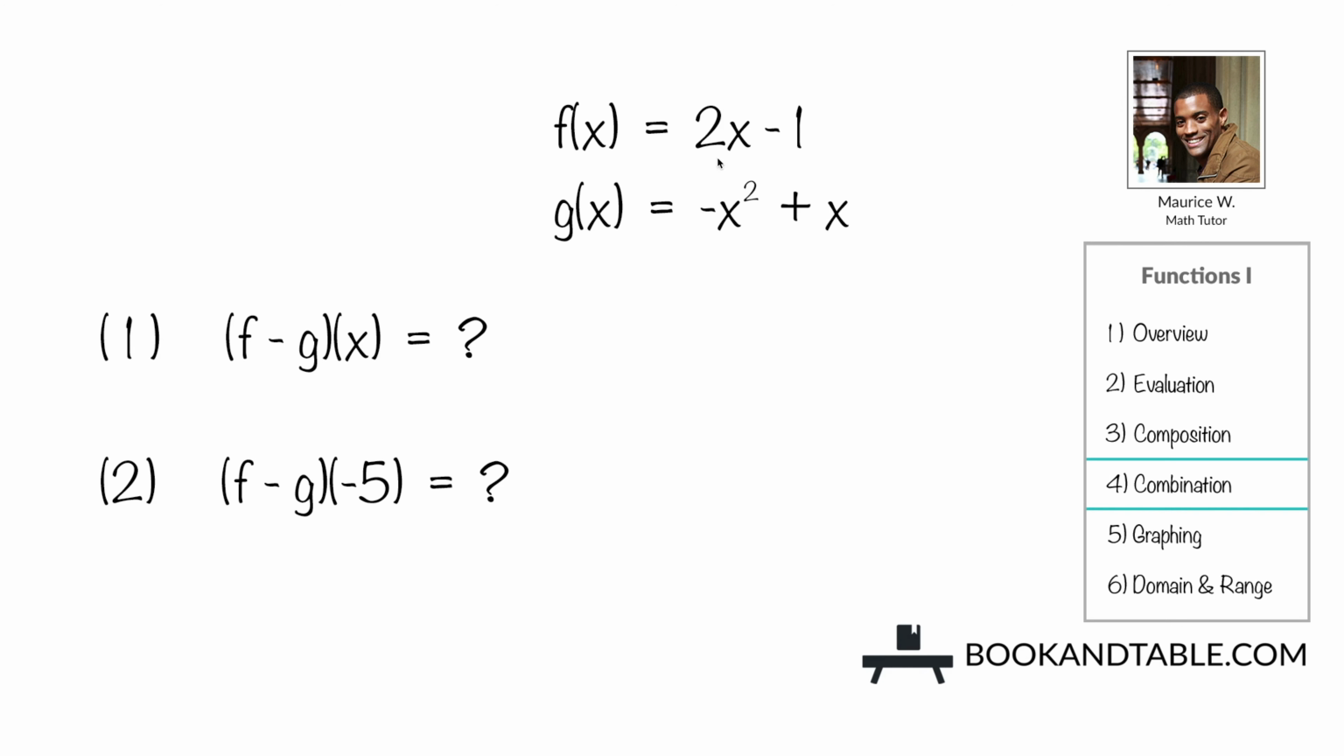F of x is equal to 2x minus 1, and g of x is equal to negative x squared plus x. Question number 1, what is f minus g of x equal to? And question number 2, what is f minus g of negative 5 equal to? So we'll take a look at subtracting exponents using an expression, and then we'll take a look at subtracting exponents using numbers.